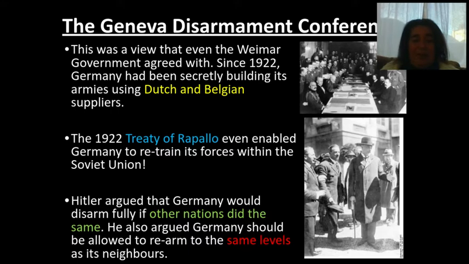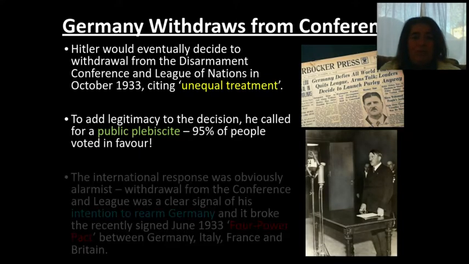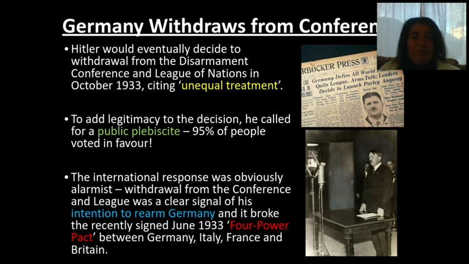Yes, Hitler argued that Germany would disarm fully if the other nations did the same, and you know that they did not agree to do it. And he also argued that Germany should be allowed to rearm to the same levels as their neighbors. Germany withdrew from the conference of Geneva and the League of Nations, citing unequal treatment. To add legitimacy to the decision, he called for a public plebiscite, and people voted in favor.